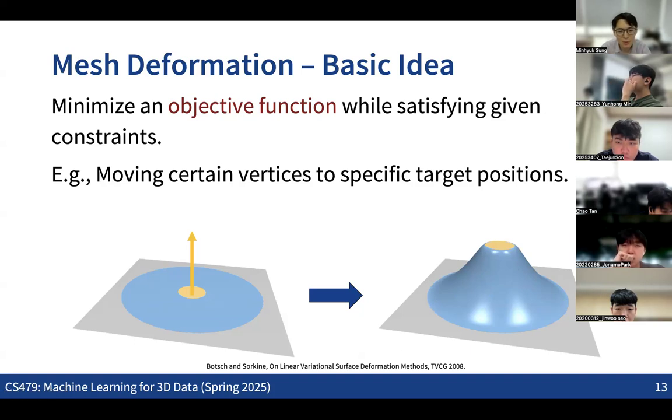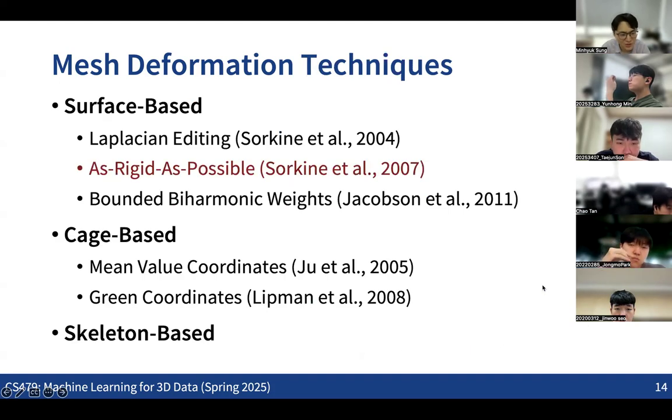And there is no one specific way that we can do this. There are tons of ways. It's really a matter of how we define the objective function to determine natural positions for the vertices in the middle area. So there is a huge literature about mesh deformation, and the techniques can also be categorized in many different ways.